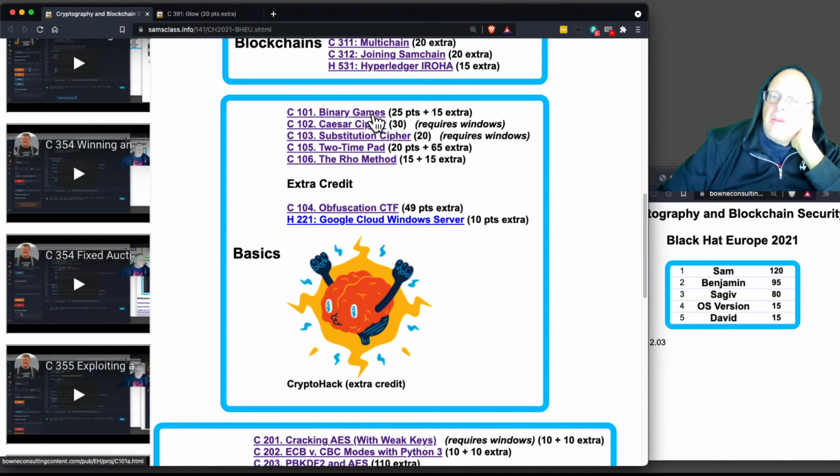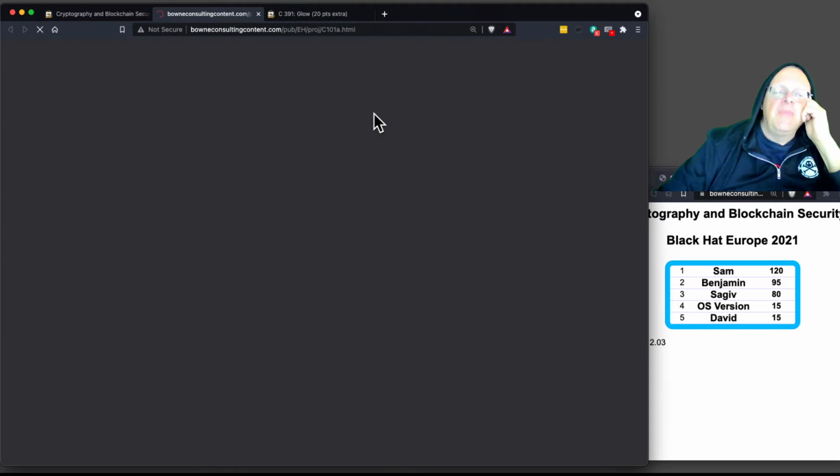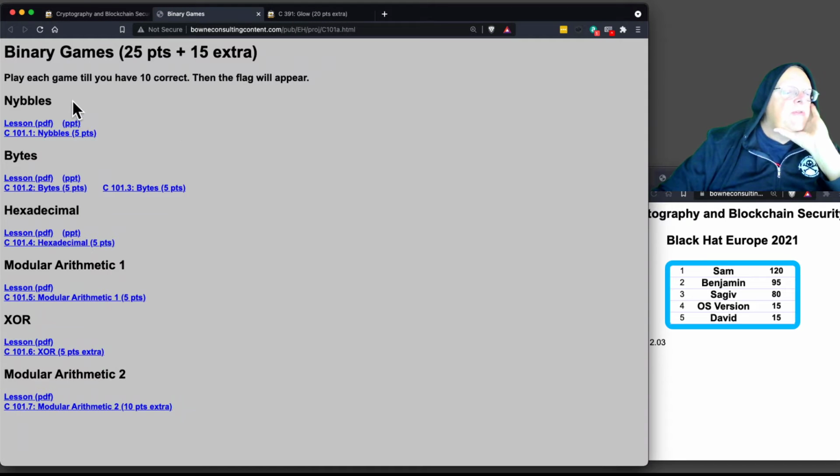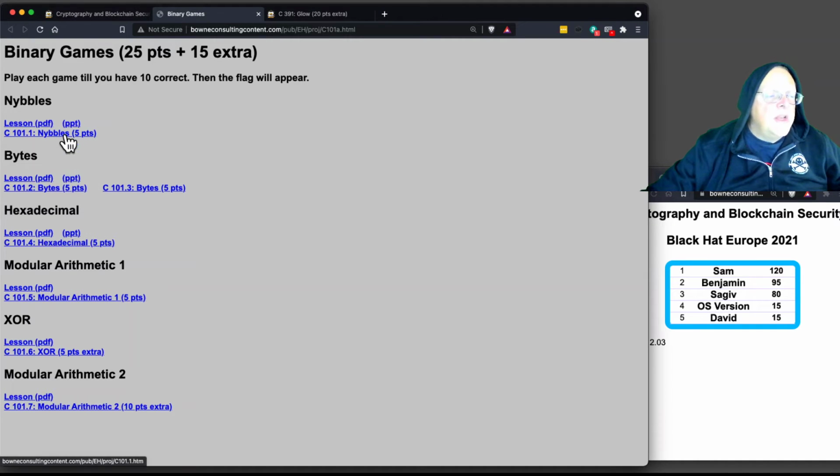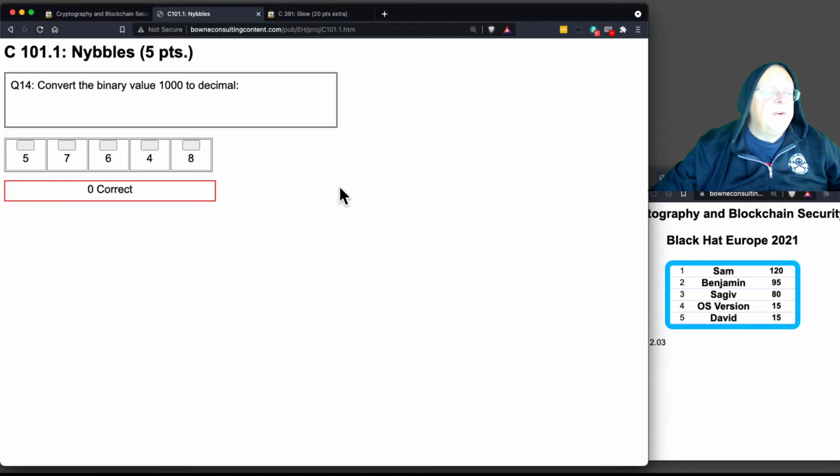First, there's a little bit of math fundamentals. If you don't know your binary, you can learn 4 bits at a time with nibbles and 8 bits at a time with bytes to understand how to convert binary to decimal and hexadecimal back and forth. Let me just demonstrate the nibbles, and then I'll talk about the modular arithmetic.